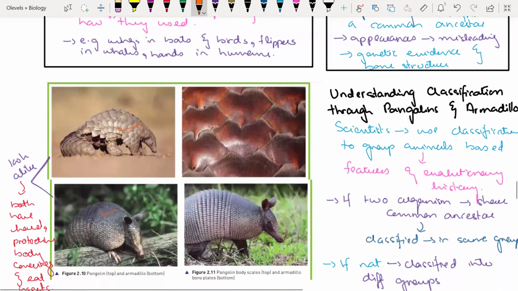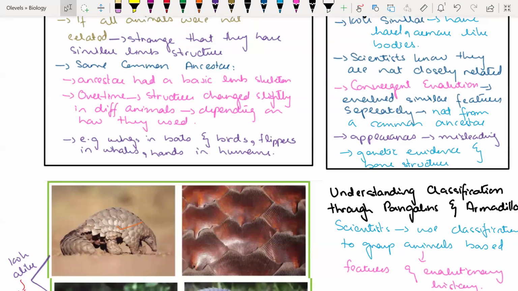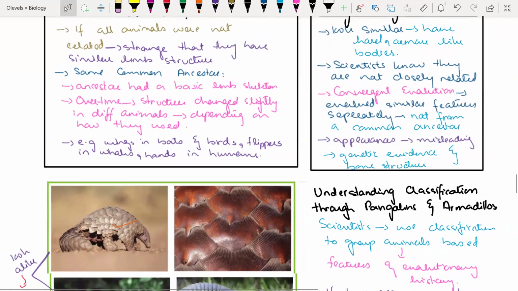Like in case of bones, by looking at the bones, we concluded that all of these vertebrates might be having a common ancestor. But in case of armadillo and pangolin, we couldn't say that they must have arisen from a common ancestor. Why is that so? Because this is a case of convergent evolution. Now, what is convergent evolution? That both of these organisms have evolved similar features separately, not because of a common ancestor. So their appearances might be misleading, right?